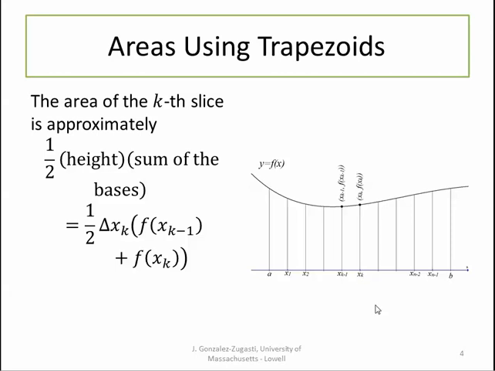Using this idea, the area under the curve on my kth slice is approximately equal to 1/2 the width of that interval times y sub k minus 1 plus y sub k, where y sub k minus 1 represents our function evaluated at x sub k minus 1, and y sub k represents f evaluated at x sub k. So it's just the height on either end of your subinterval.